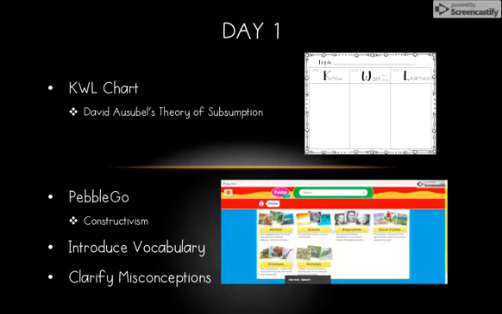existing knowledge. After completing those portions of the KWL chart, students are going to have an opportunity to use the PebbleGo website after scanning a QR code to gain access to it. The students' independent or collaborative use of PebbleGo is really going to promote constructivism, and it's going to give students an opportunity to construct new meaning through their exploration.